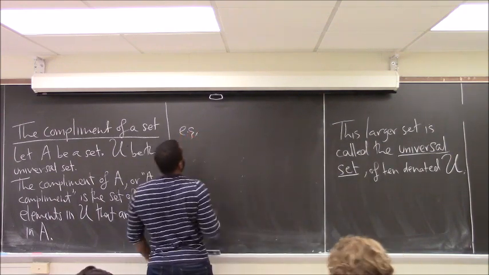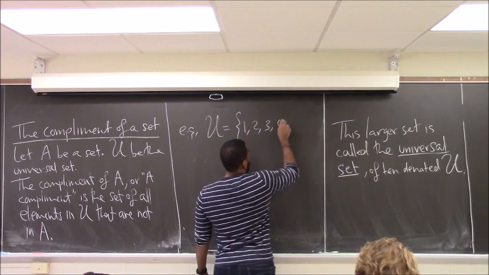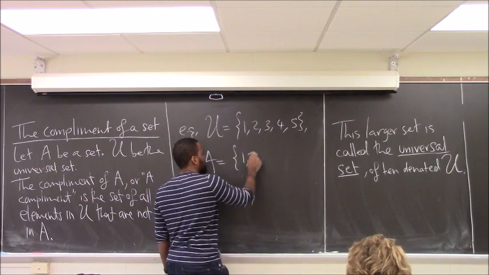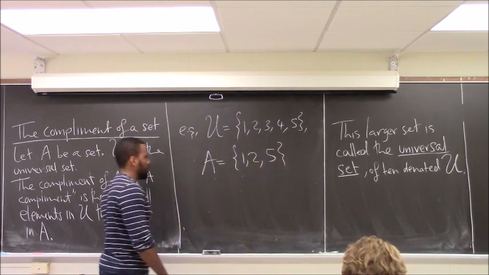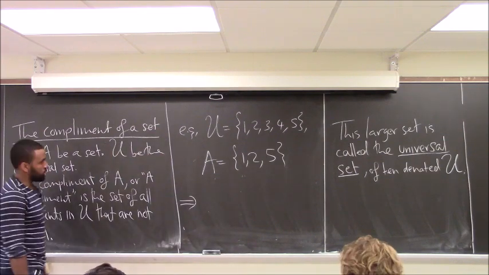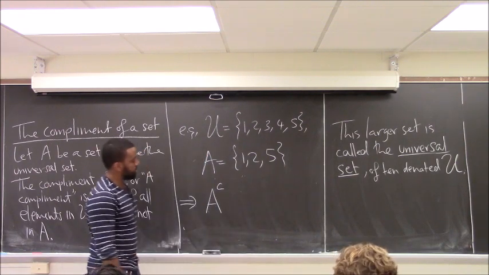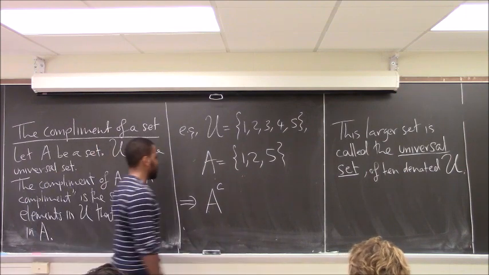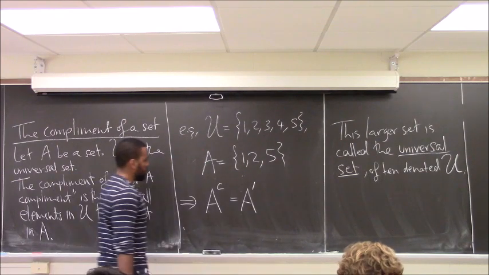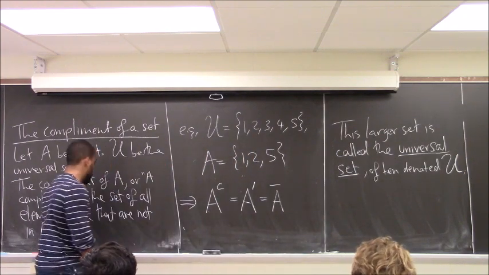So, example. U equals the set 1, 2, 3, 4, 5. A equals the set 1, 2, 5. Then, A complement. This one also has several notations. Sometimes you write A with a C up top. It's probably the one I would use more often. It's also possible that they write it with a C and an apostrophe. It's also possible that they write it with an A and a bar overhead. But they all mean the same thing. Different notations for complement.